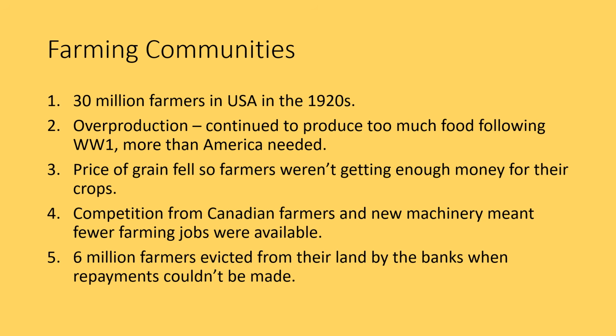6 million farmers are evicted, thrown off of their land by the banks when they can't repay the loans for their land. Because, like I said, a lot of farms are passed down through the generations, we do still have people who are paying for their land like a mortgage, and that comes from the bank. And when you can't make your repayments, things are taken away from you. 6 million farmers have their land taken away from them. The 1920s are a truly bad time for farming communities, and as we'll see when we get onto it, the 1930s aren't going to get much better.